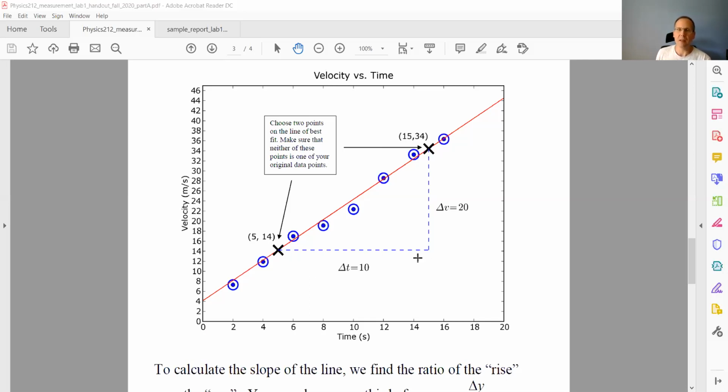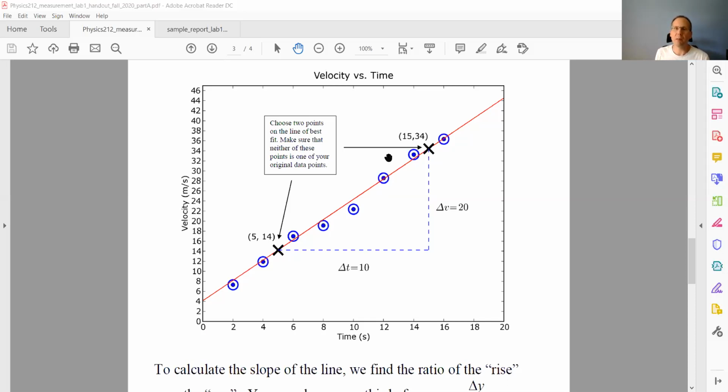Therefore, to calculate the slope, it's going to be the change in velocity divided by the change in time, right? The rise over the run. So 20 divided by 10 is 2, and the units would be meters per second over seconds, so meters per second squared. And it turns out, and you guys will learn this later, you don't have to know this right now, that the slope of the velocity versus time graph represents the acceleration. In this case, it's a pretty much constant acceleration of 2 meters per second squared, okay?